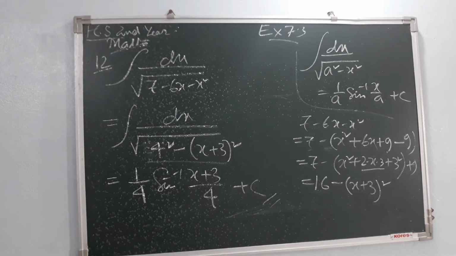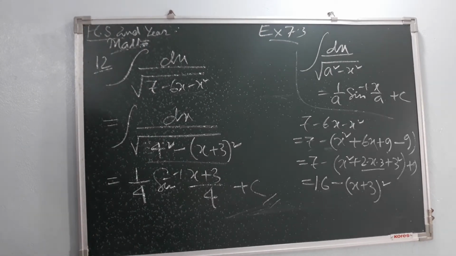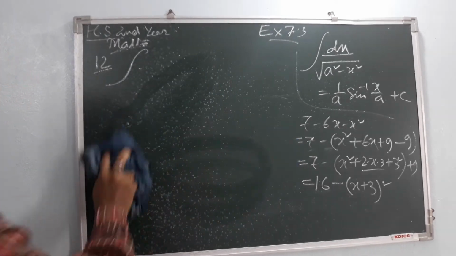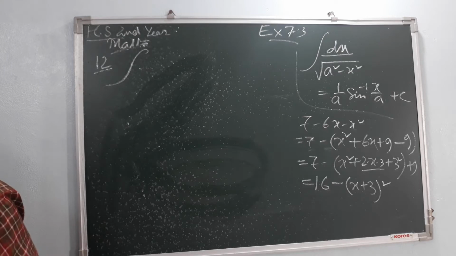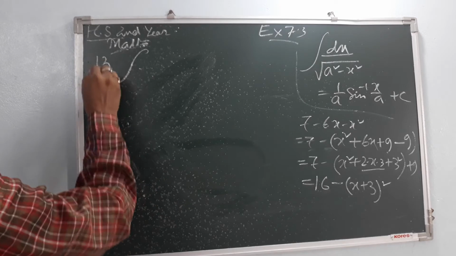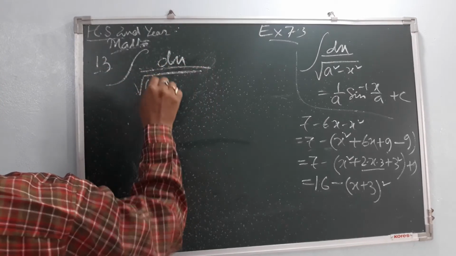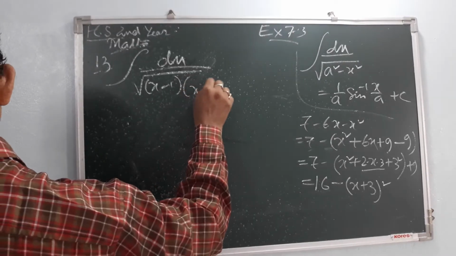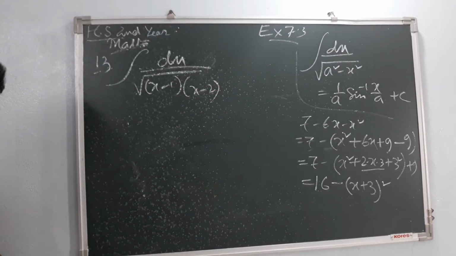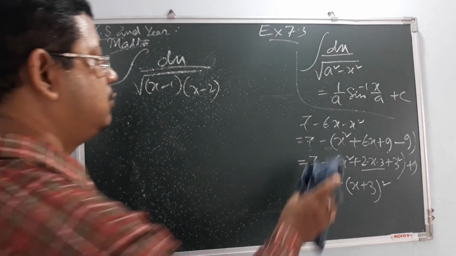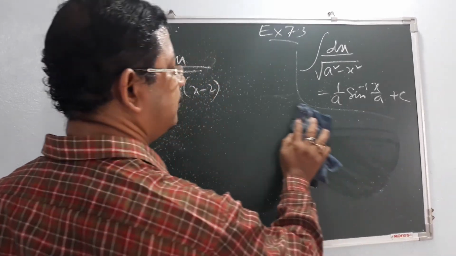Now we are going to do the next question, that is our question number 13. In this question number 13, it is dx divided by root over x minus 1 into x minus 2. Now see, we have other formulas also. Another formula I want to write here.